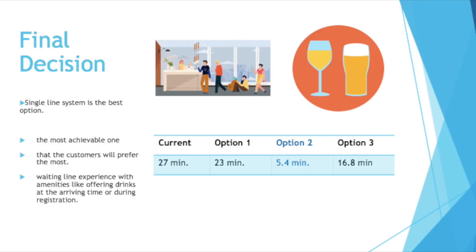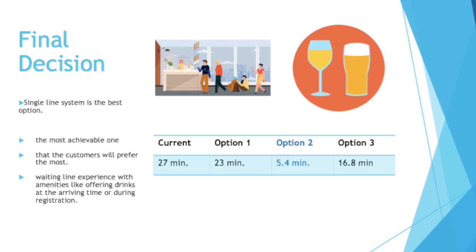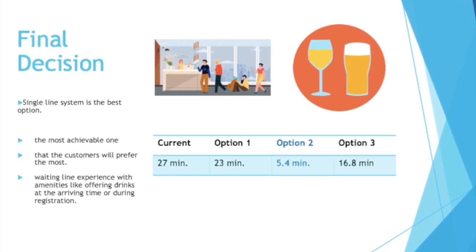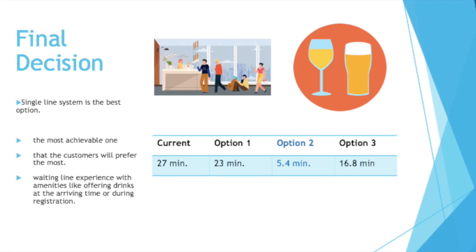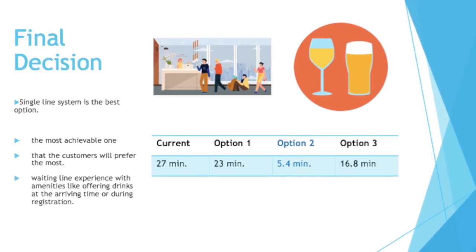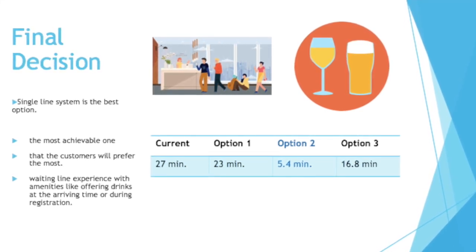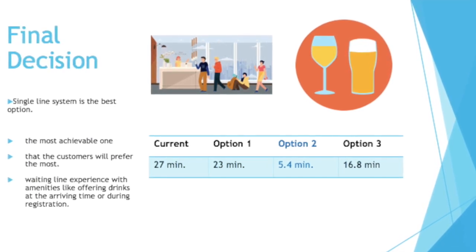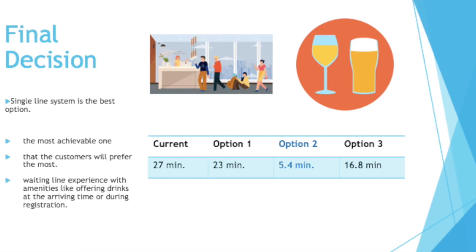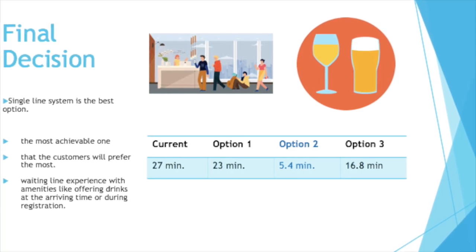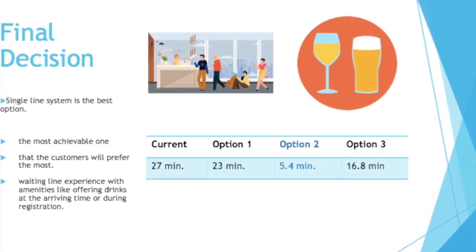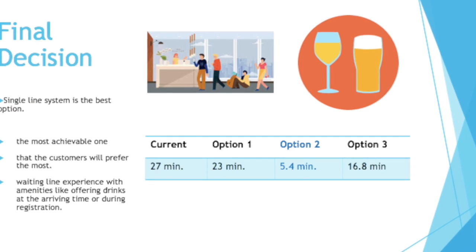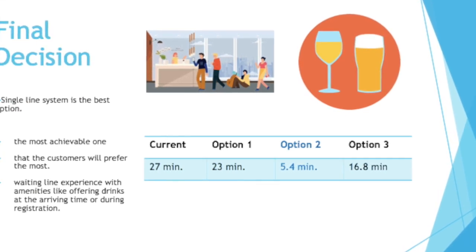Based on the analyzed situation, our final decision was to implement a single line system with 5 servers to have a faster service. This option is the most achievable one. All the customers will prefer it because its average waiting time is the shortest, and since it's a single line, it won't use a lot of space at the reception, so there will be more resting areas.